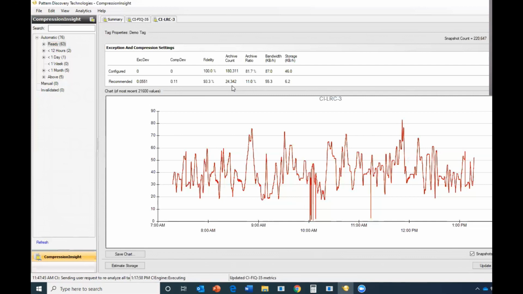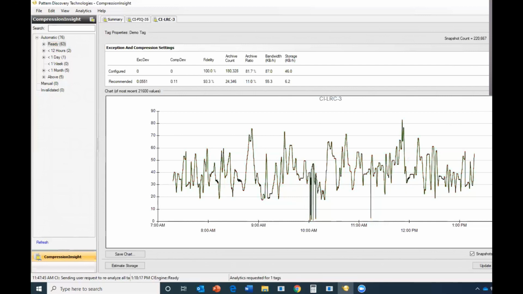So we're only storing 23,000 of the 220,000 data points, but we're getting exceptional data fidelity characteristics here. And I can show you that now. What I'm going to do is turn off the archive.